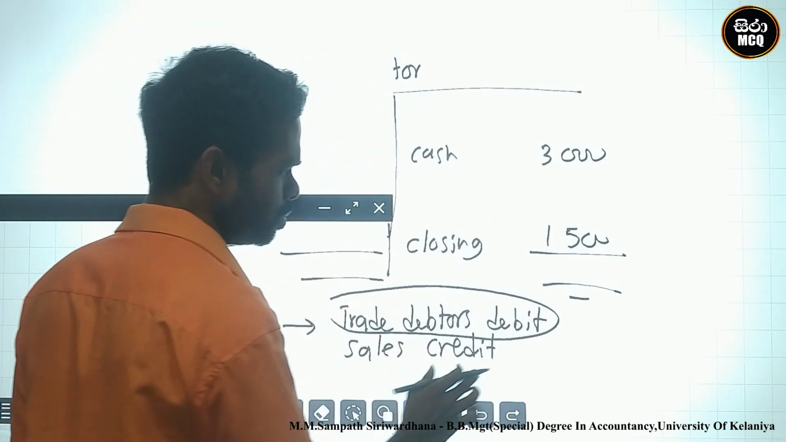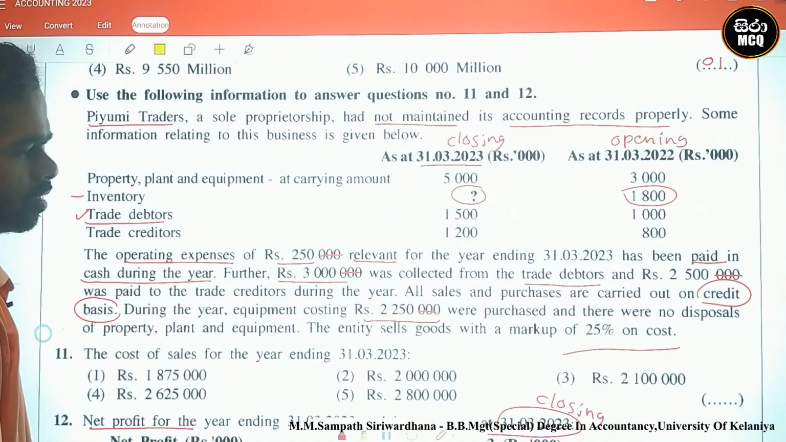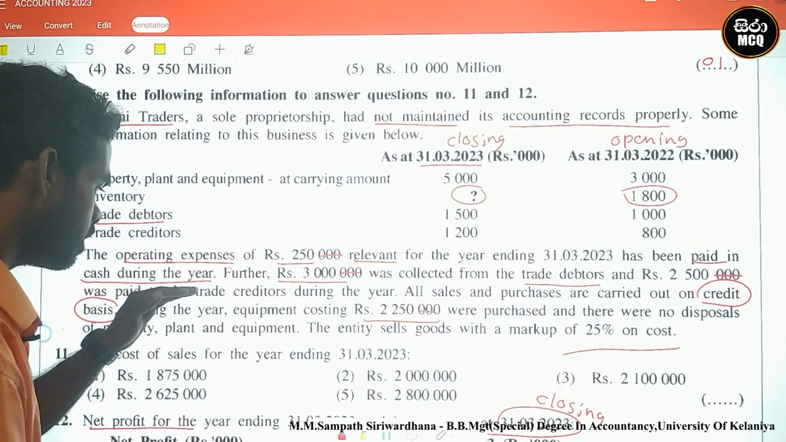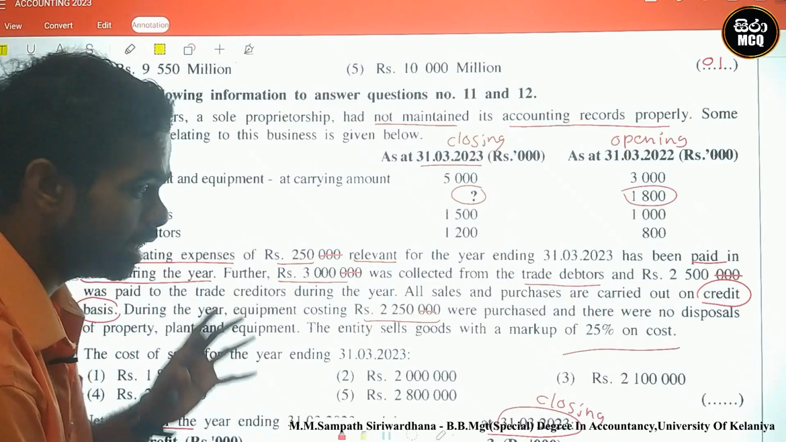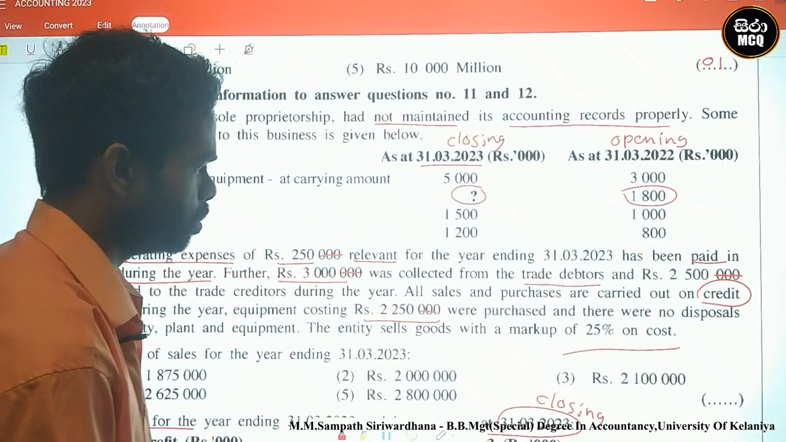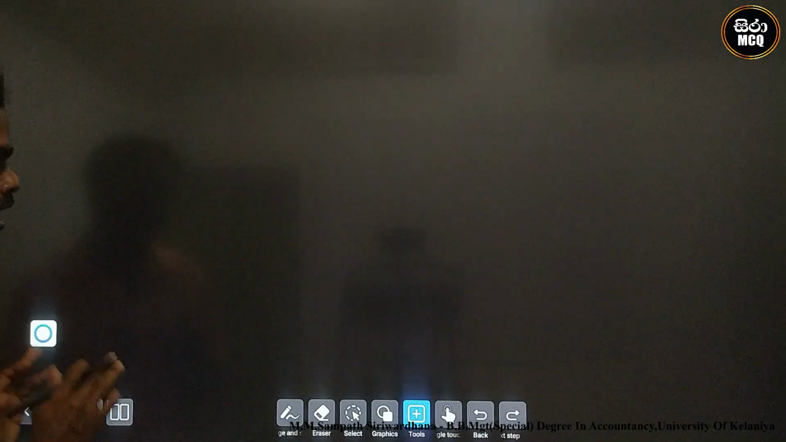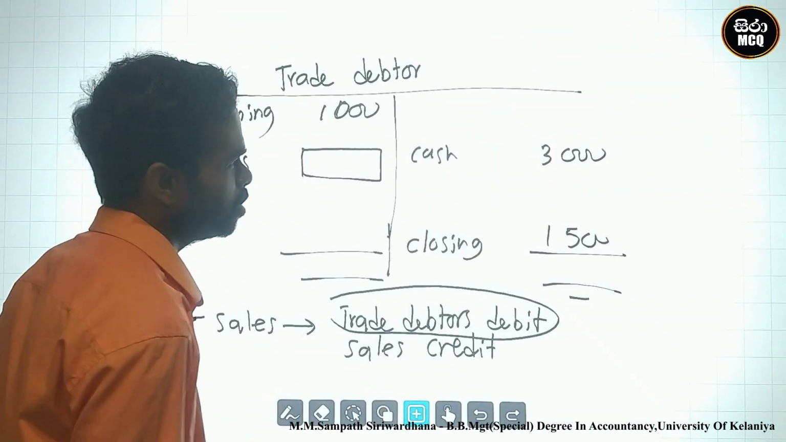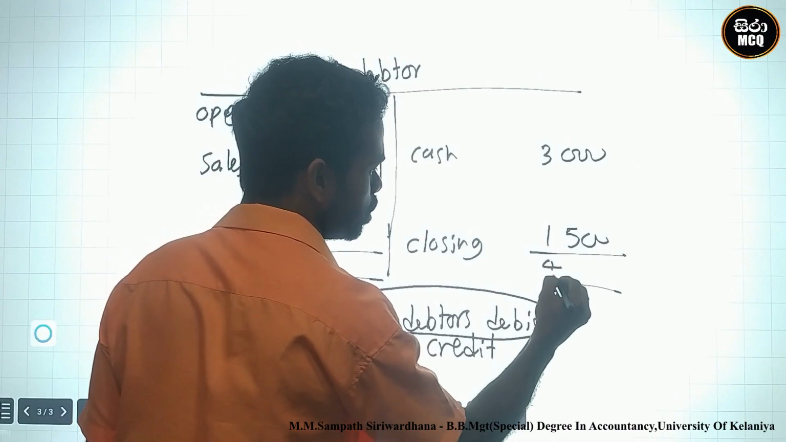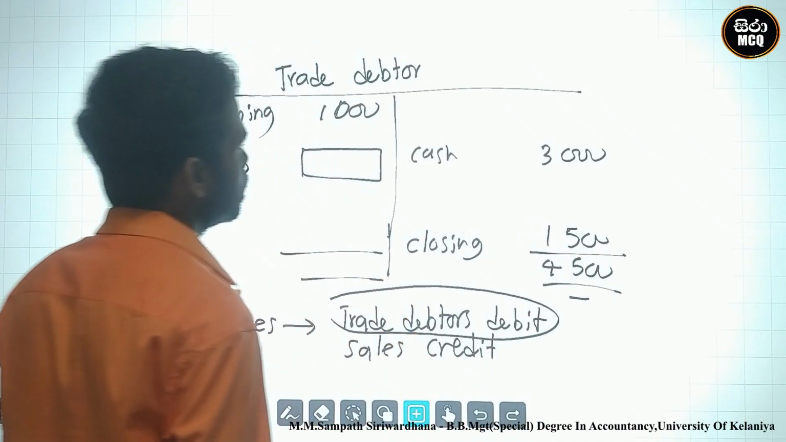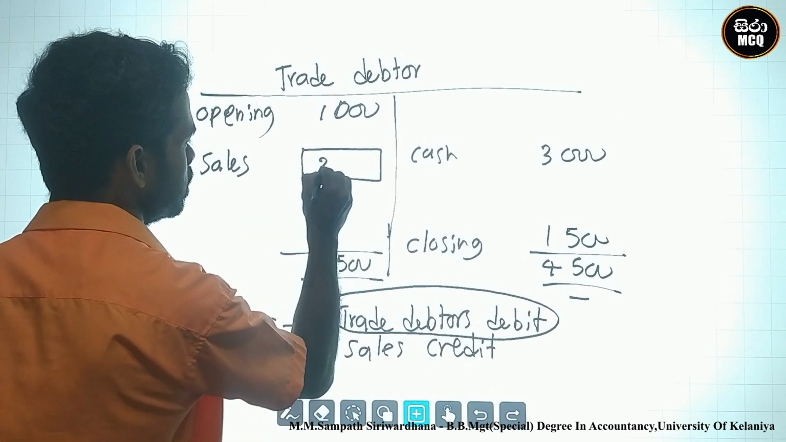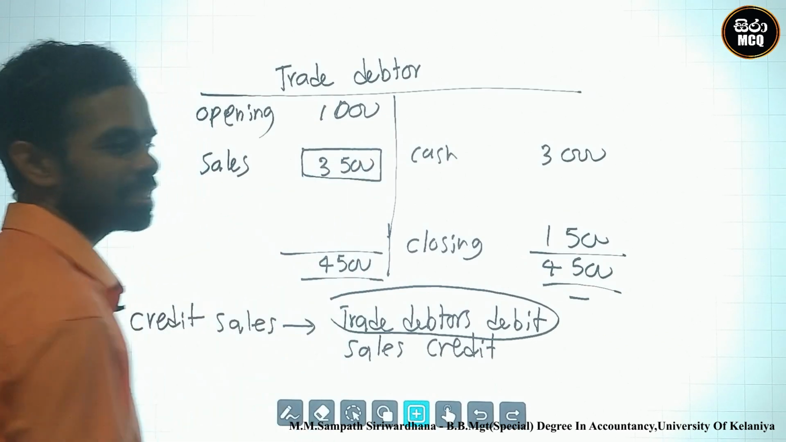Can we identify other information? The payment of 2500 was for trade creditors. This is not related to trade debtors. Again, this is the office equipment. We can find the answer for sales. Look here, sales. How can we find it? We can sum these 4500 and 4500. This is 3500 sales, credit sales.